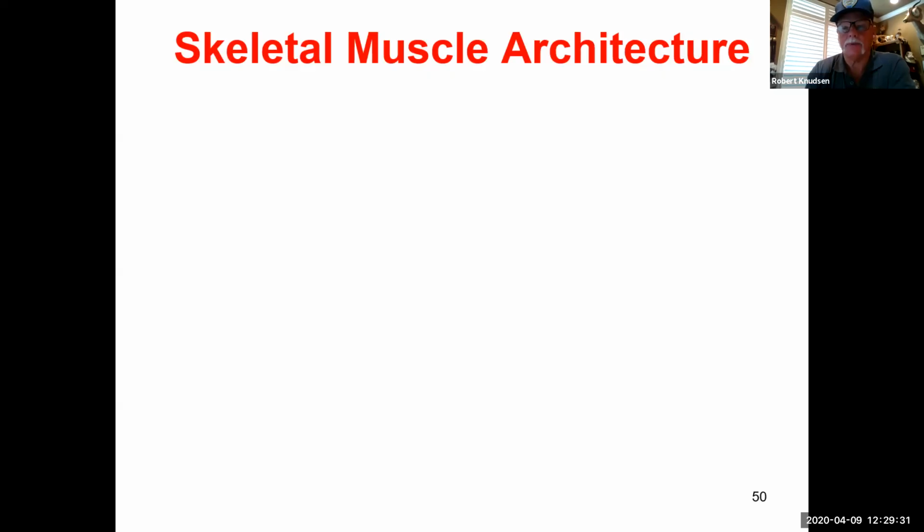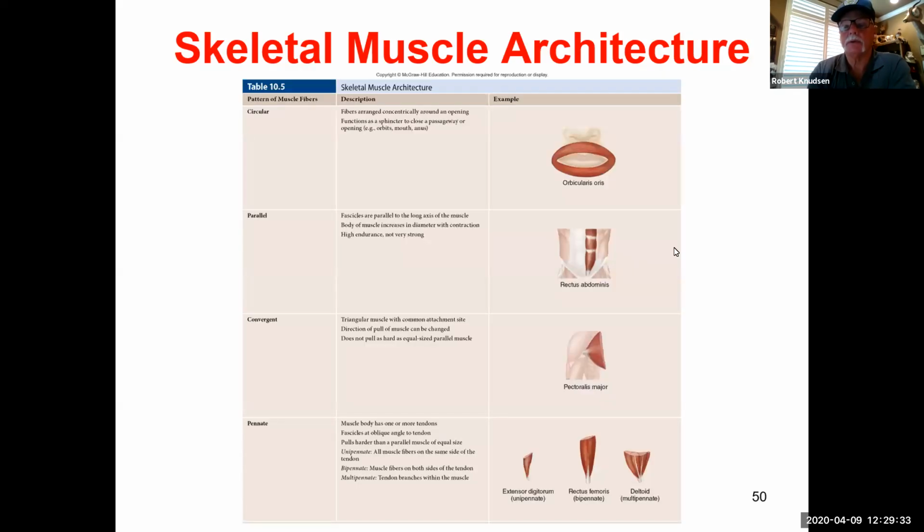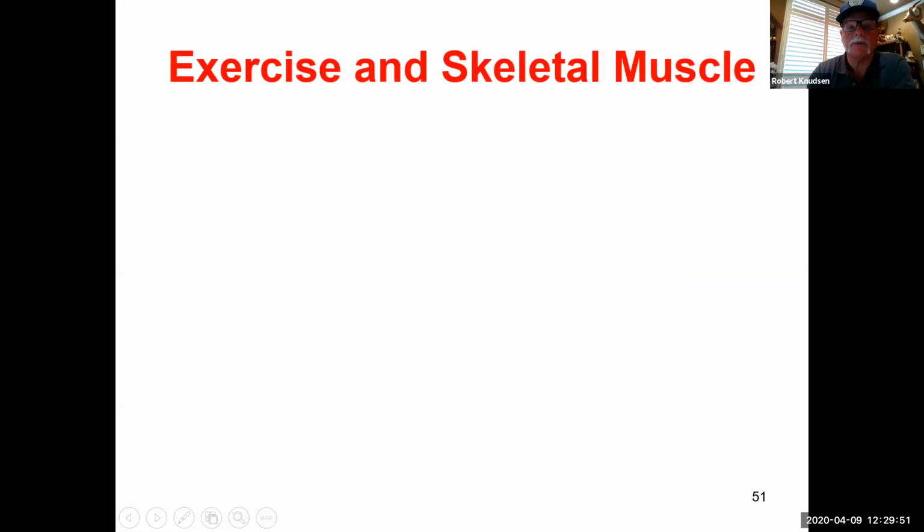Here are some examples. Orbicularis oris, your lips. Rectus femoris, or rectus abdominis, that's the six-pack muscle. Here's the pectoralis major, the triangle, you see what I mean? And here's uni, bi, and multi. Tri would be a multi.